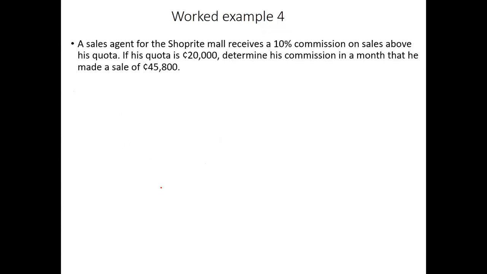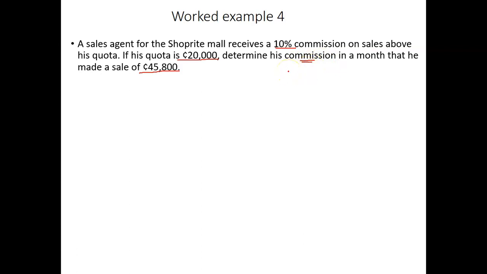So let's look at example 4. Example 4 says a sales agent for the ShopRite mall receives 10% commission on sales above his quota. If his quota is 20,000 cedis, determine his commission in a month that he made a sale of 45,800. Now without wasting much time, take a look at this. We've been given rate of commission 10%, isn't it? And we've been given quota as what? 20,000. And he made a sale of 45,800.